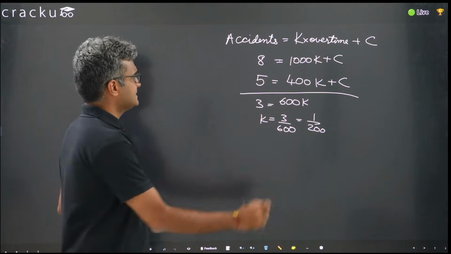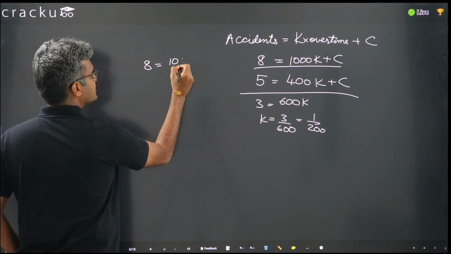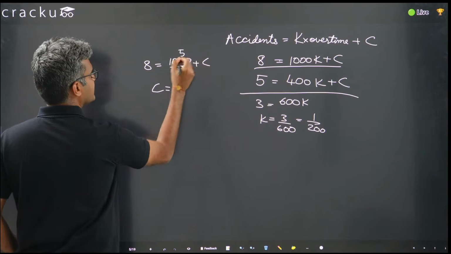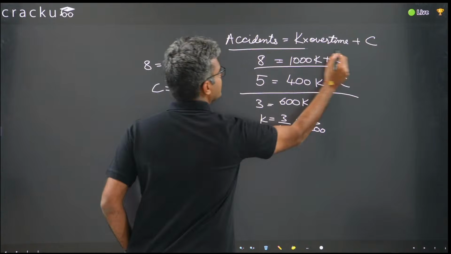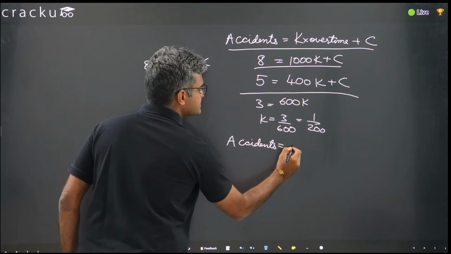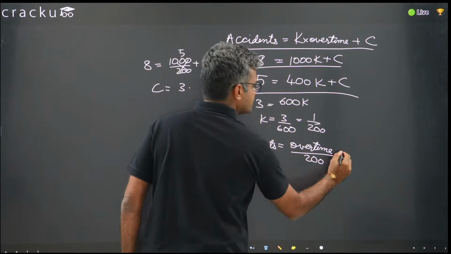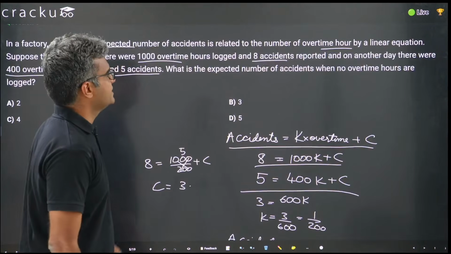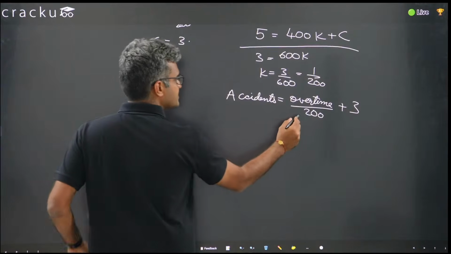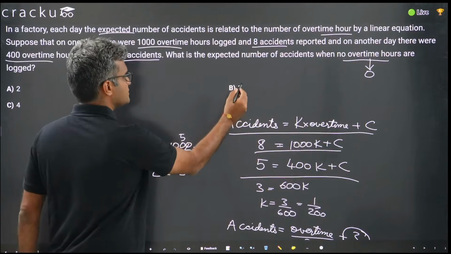What does this tell us? From over here we can solve the value of c. 8 is equal to 1000 by 200 plus c, or the value of c will be equal to 8 minus 5, which is 3. So basically the equation we have is that accidents is equal to overtime by 200 plus 3. What we are now asked is, if there are no overtime hours, that is if overtime is equal to 0, how many accidents will happen? If overtime is equal to 0, the number of accidents will be equal to 3. So the answer for this particular question is option B.